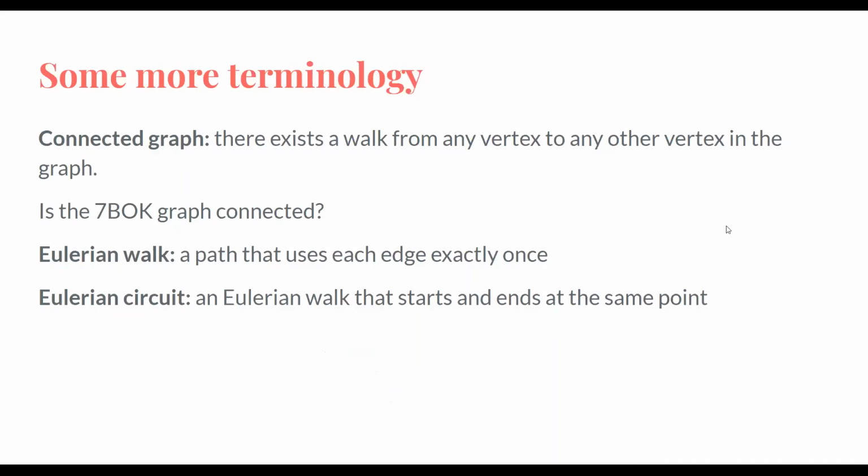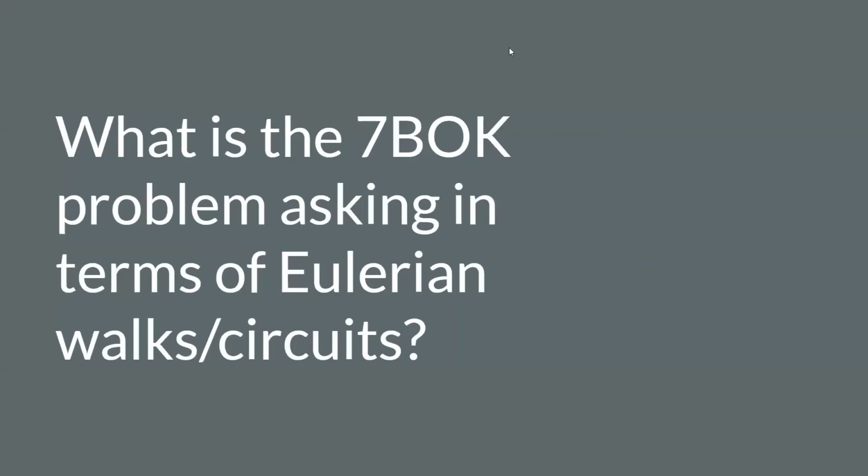All right, so going back to our original problem, what is the 7 bridges of Königsberg problem asking in terms of Eulerian walks and Eulerian circuits?